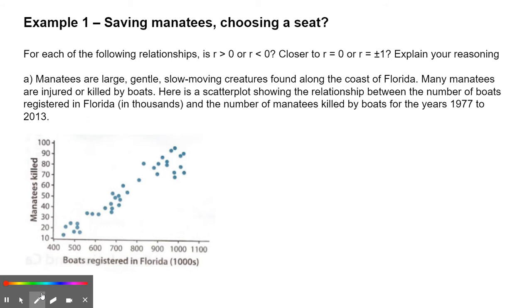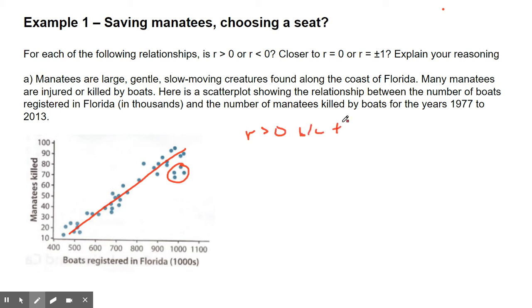So if I look at this one graph, what I see is a positive relationship, right? They're going up this way. And the dots are pretty well packed together. There's a little bit of scatter maybe right here, but other than that, they're pretty well along that line. So I'm going to say that r is greater than 0 because the direction is positive.